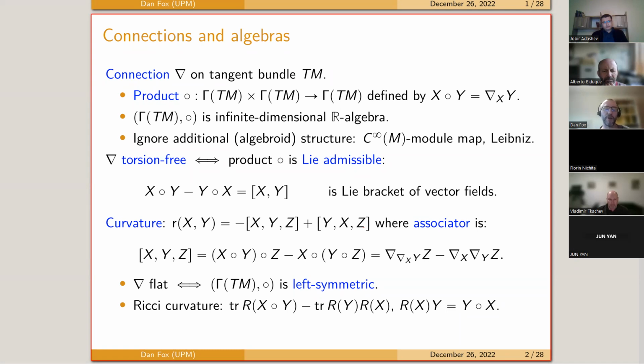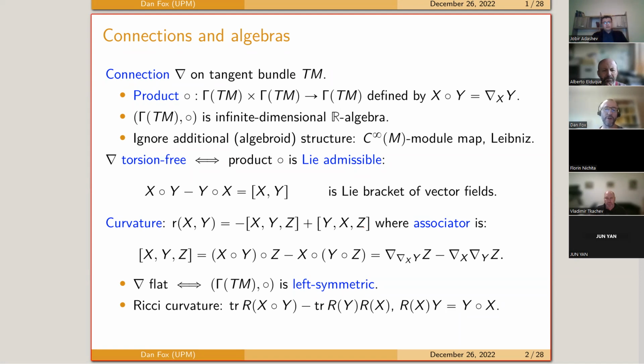Of course, this observation is the origin of the study of left symmetric algebras, because on a homogeneous manifold with a homogeneous connection, this all makes completely good sense at the Lie algebra level, not just at this infinite dimensional real algebra level. So, in fact, the flatness of the connection is the same thing as this product being left symmetric.